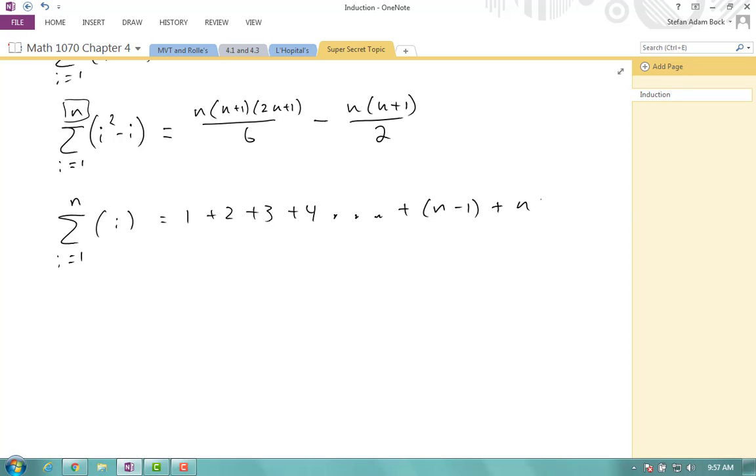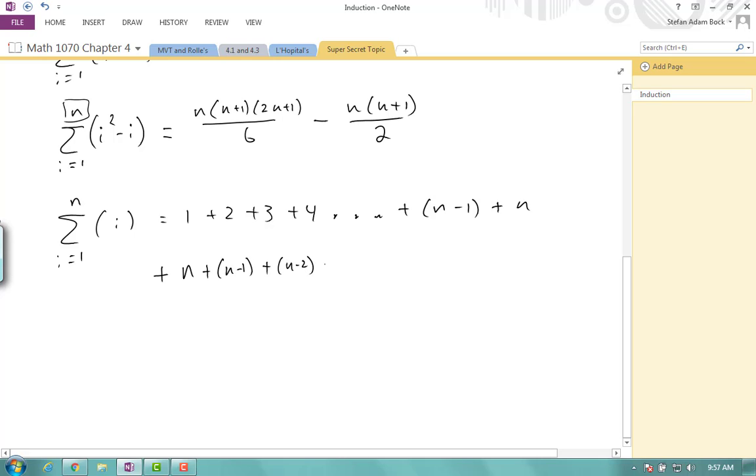And the trick works like this. Suppose I have this sum here. I want the sum from i equals 1 up to n of just i, so I want 1 plus 2 plus 3 all the way up to n. And I'm going to add the sum again to that. So if I add here n plus n minus 1 plus n minus 2, etc., plus 2 plus 1. So I've written my sum twice, once forwards and once backwards.